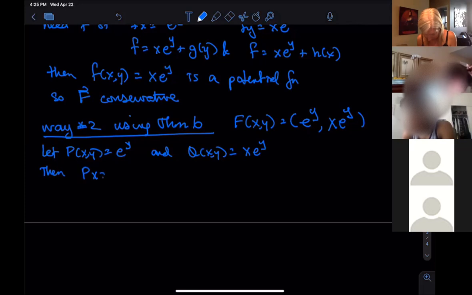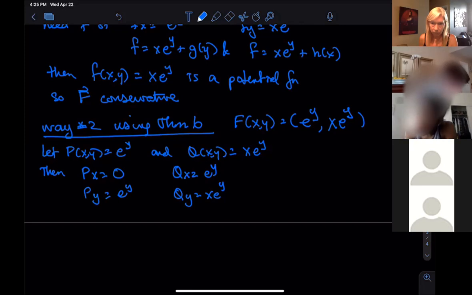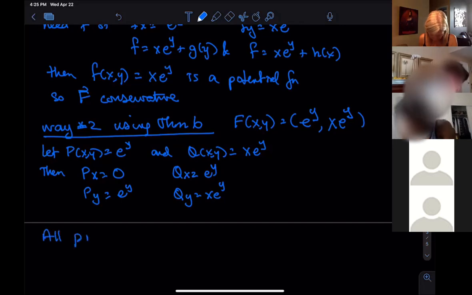Then P sub x is 0. P sub y is e to the y. Q sub x is e to the y. Q sub y is x e to the y. Where are those continuous? Everywhere. That's right. All these partials are continuous everywhere.